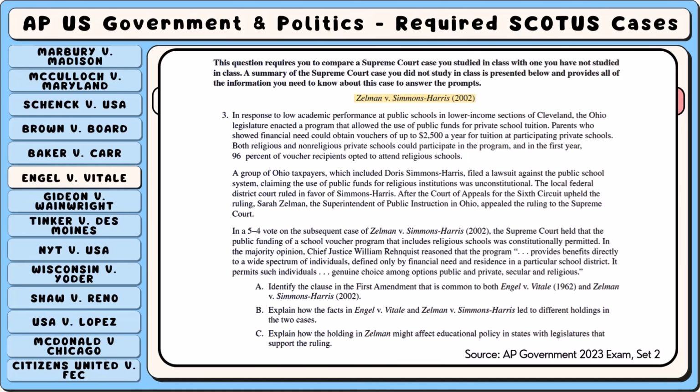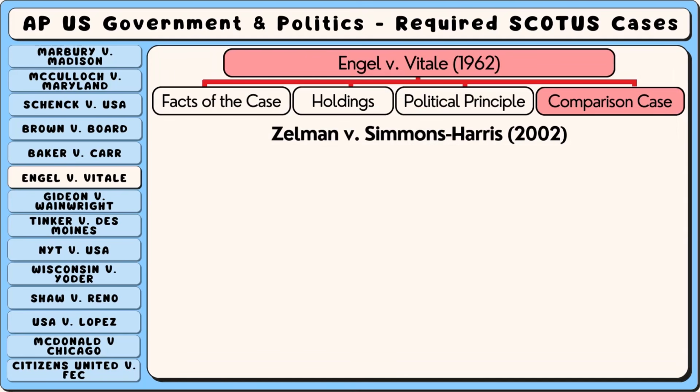Here we can use a real example from Set 2 of the 2023 AP exam. In this exam, students were asked to compare Engel versus Vitale to Zelman versus Simmons-Harris, which went before the court in 2002. They were then required to name the constitutional clause that was common in both cases, but explain how the holdings were different. So let's go through how you could have answered this exam question.